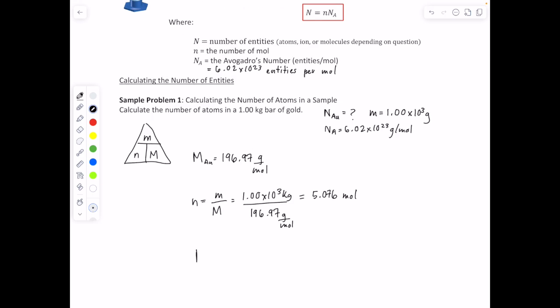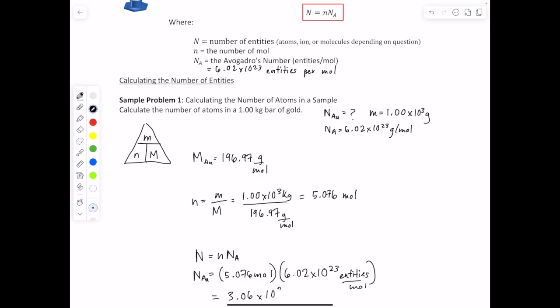Now to find the number of entities, it's equal to the number of moles times Avogadro's number. So the number of entities of gold is going to be equal to 5.076 moles times Avogadro's number, 6.02 times 10 to the power of 23 entities per mole. If we punch this into our calculator, we end up with 3.06 times 10 to the power of 24 atoms of gold, or entities of gold.